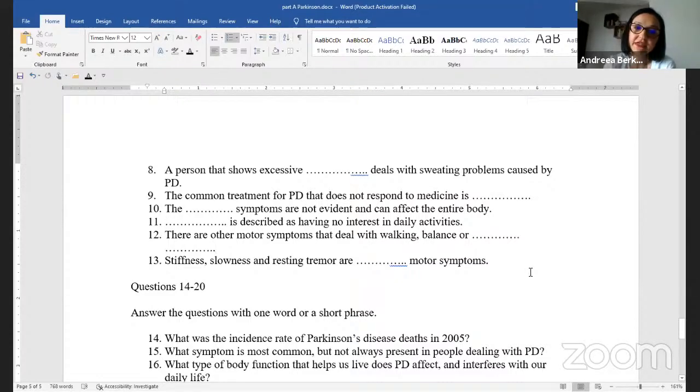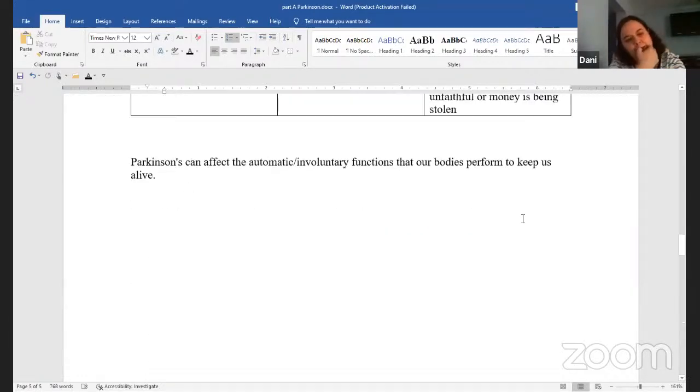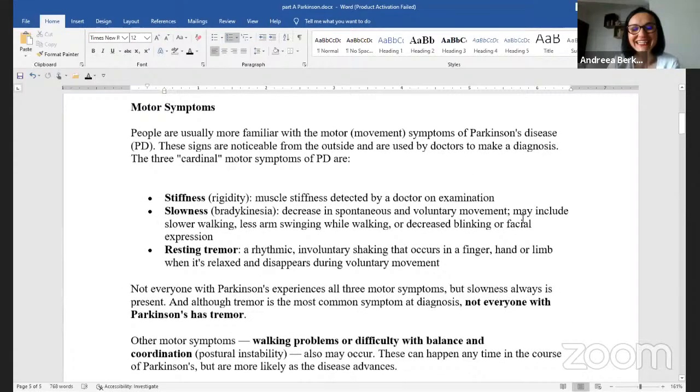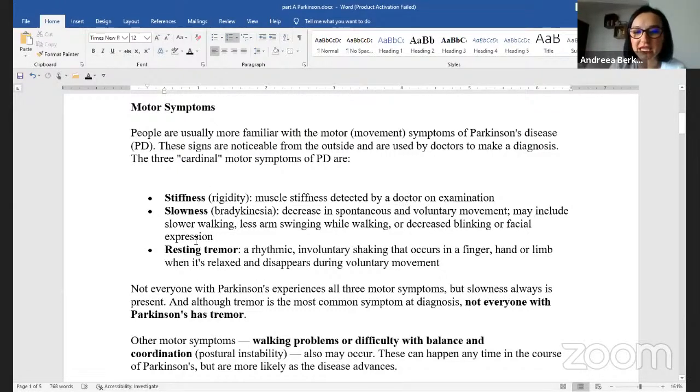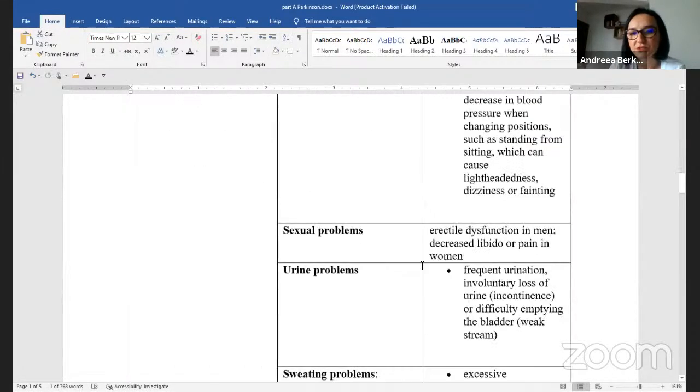Question 13. Stiffness, slowness, and resting tremor are somehow motor symptoms. So we have 3 symptoms here, right? We know that there are motor symptoms, but there would be another word, another adjective that would qualify these symptoms. So which text am I going to show you? B. Cardinal symptoms, text B. Was Daniela right? Yes. Right. We have the 3 main motor symptoms here with bullet points. And before that, we have the word cardinal here, which is in quotes. Okay. So that was question 13, right?